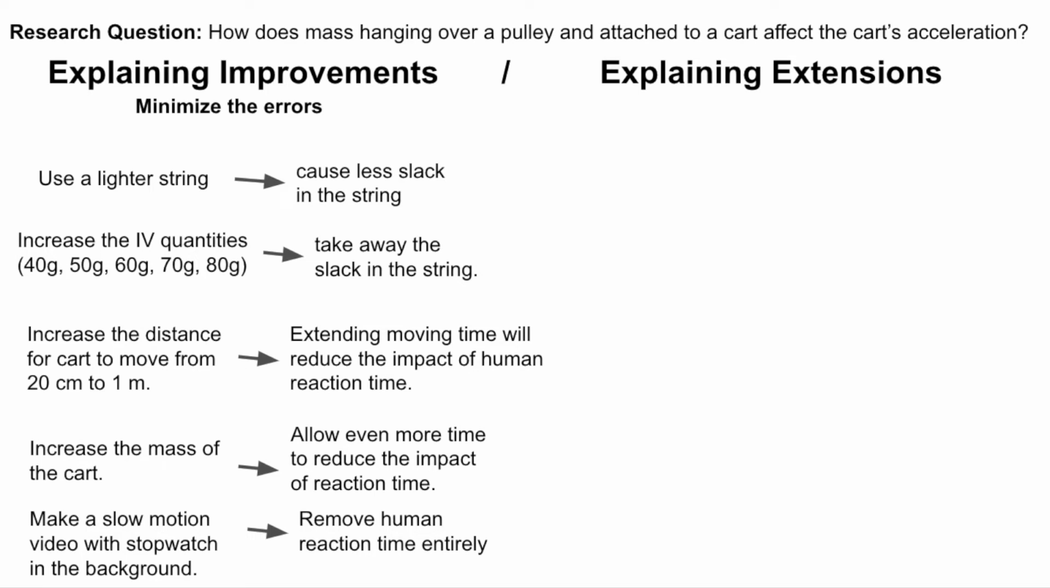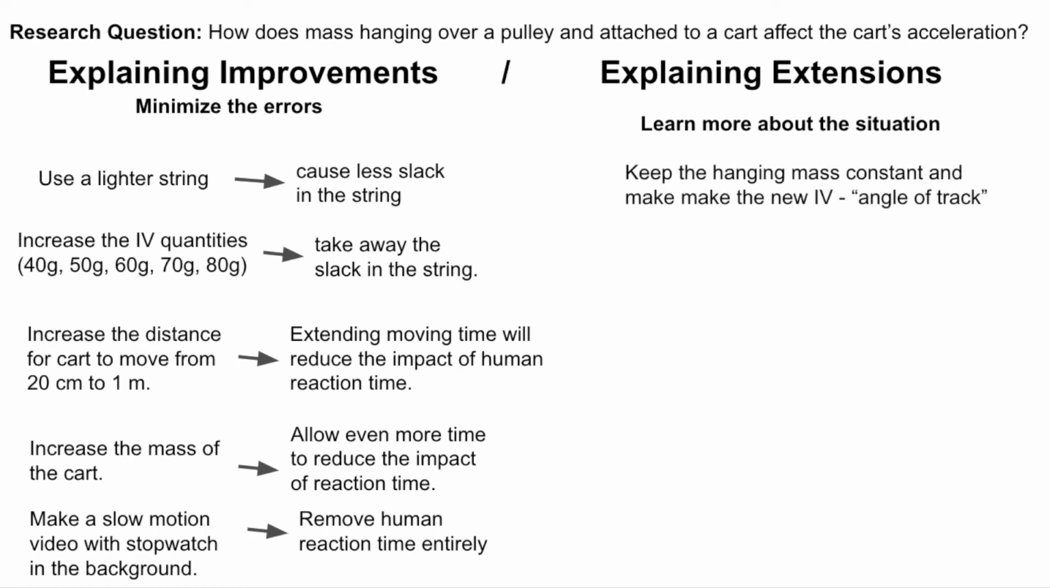Okay, so plenty of improvements to my method. Even though the method gave us some pretty convincing results, there are always improvements that we can make. When it comes to extensions, the goal is to learn more about the situation that your experiment revolves around. So I have a couple of examples of that here. One possible extension would be, instead of changing the hanging mass throughout the experiment, we could keep that constant and make the new independent variable the angle of the track. So in other words, we could adjust the angle that the track is at and see what effect that has on the acceleration of the cart.